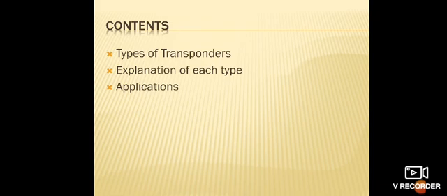Okay, so I have covered the types of transponders. Why? Because in our transponders we have many functions. That is, it receives the uplink frequency from the transmitting earth stations, amplifies the received signal, translates it into the downlink frequency, amplifies it again, and the downlink frequency signals are transmitted to the receiving earth stations.